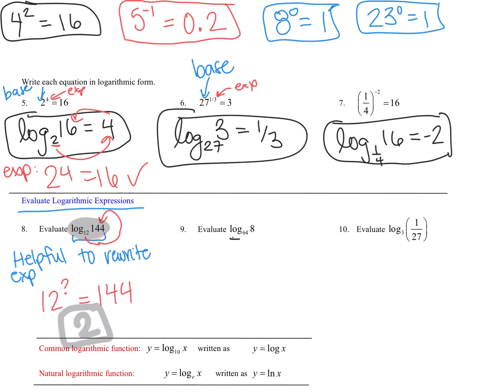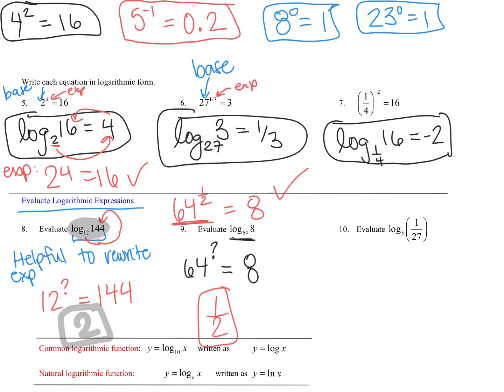Okay, so what does this say here? This says 64 raised to some power is equal to 8. Well, I know that the power has to be less than 1 because I'm going from a bigger number to a smaller number. And I know that the square root of 64 is 8. So I could write this as 1/2. Boom. And that is 64 to the 1/2 power equals 8. Right, so I could check this for sure with my calculator. So 64 to the 1/2 power is equal to 8. So 1/2 is my answer.